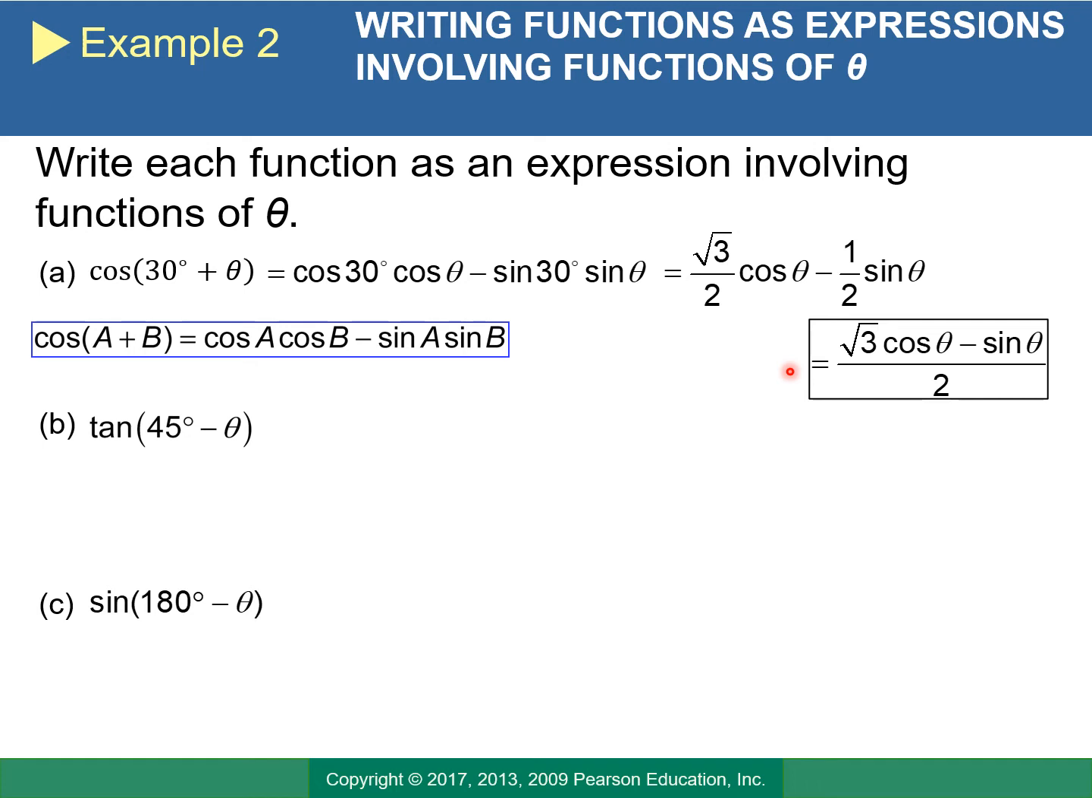So notice we did in fact answer the question. Everywhere there's still a trig function, cosine and sine, the only argument, the only angle, is theta. All right, let's try part B.